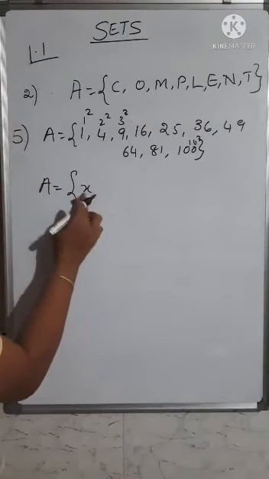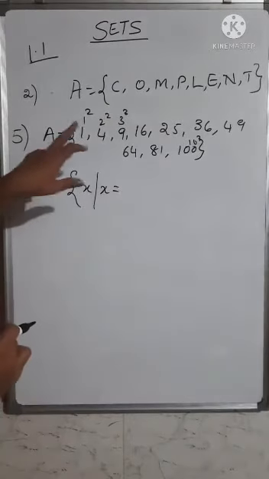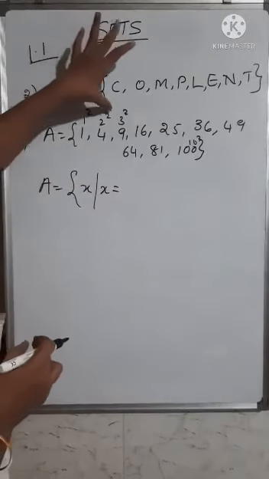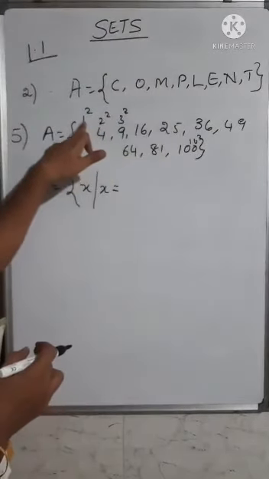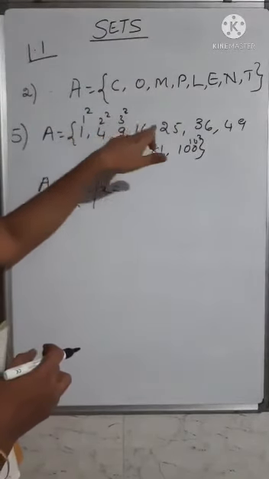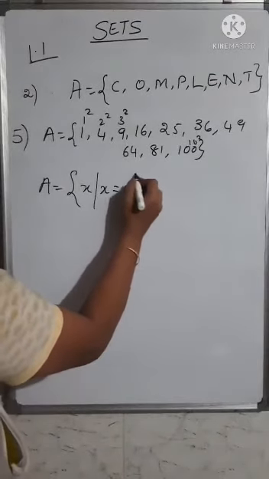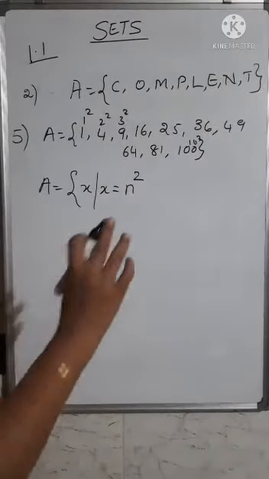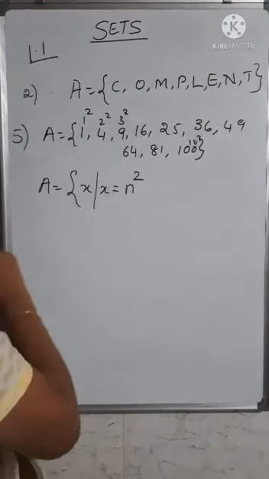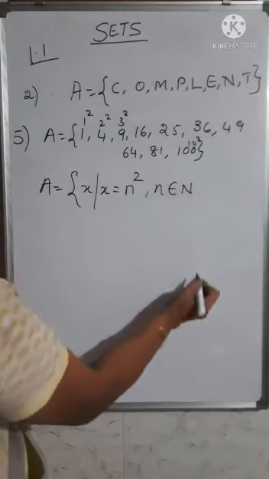take x is an element such that x is equal to, so here when you look at it, the square, the power is same for all these numbers. What is changing? 1, 2, 3, 4, 5, that is changing. Which is changing, that you take it as n and write this constant number. What is the power? Constant, power is constant. So write that as a square. So n square such that n belongs to natural numbers.